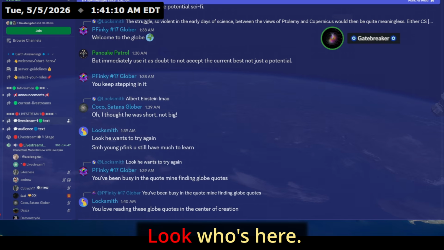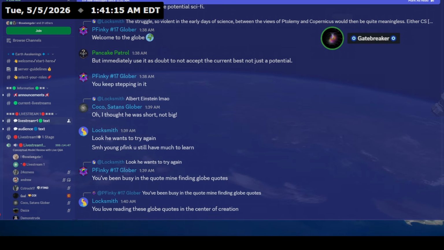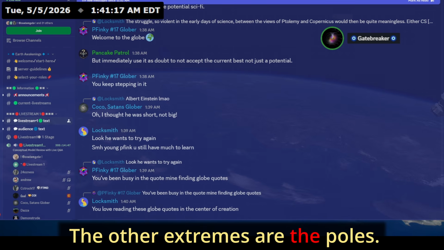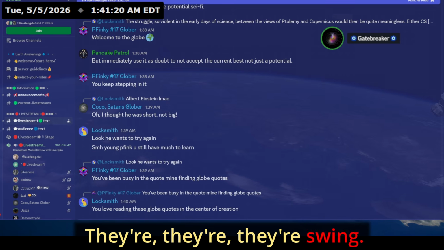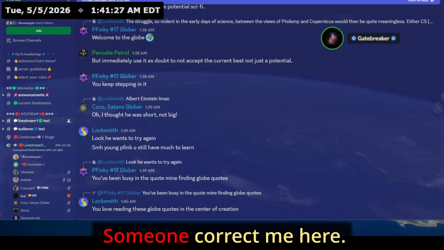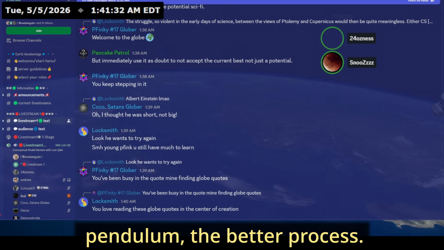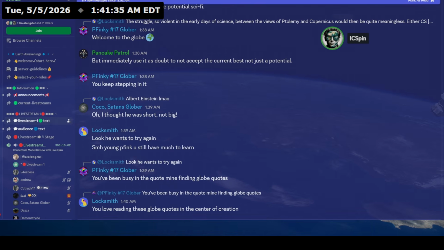Oh, wow, look who's here. Now, the equator is one extreme. The other extremes are the poles. They're not just swinging back and forth in one spot. They're constantly rotating. Someone correct me here, I'm not fully confident on this. At the equator, the pendulum does not precess. So that's news. Who's that just talking?